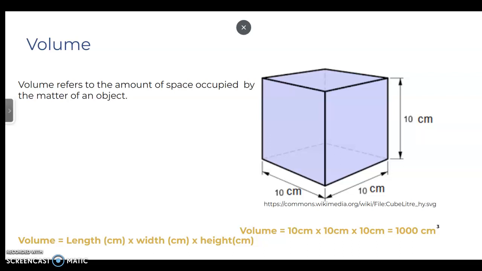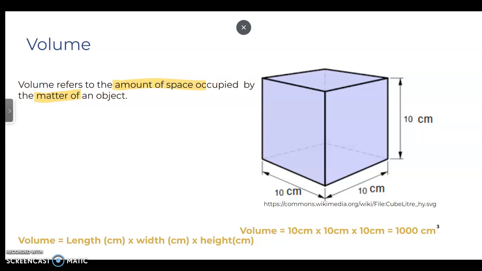Let's look at volume, because volume is one of the factors that affects density, as well as, we know, mass also will have an impact on density. So what does volume refer to? We know it's a three-dimensional space that matter occupies, whatever object it is, and so we can simply say it refers to the amount of space occupied by matter of an object. And we know it could be any phase of matter: solid, liquid, or gas.